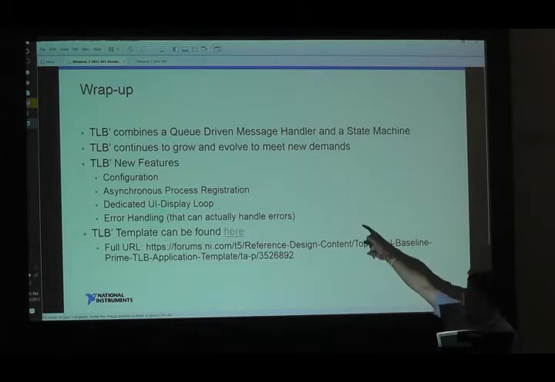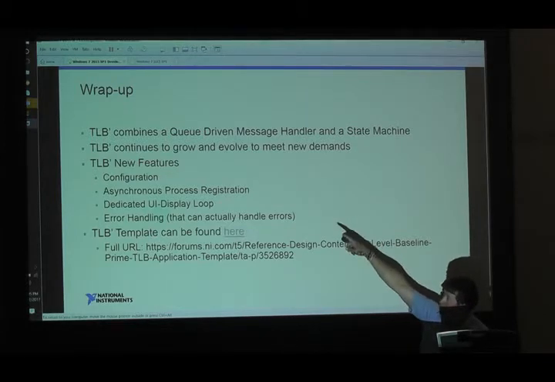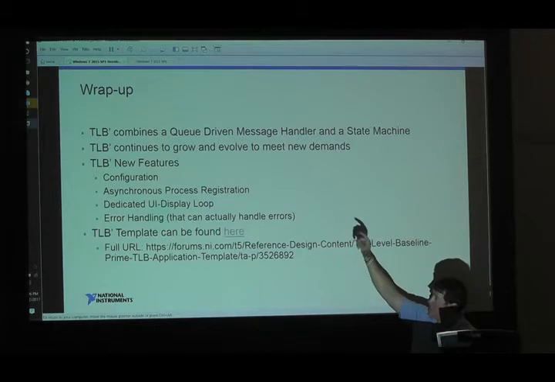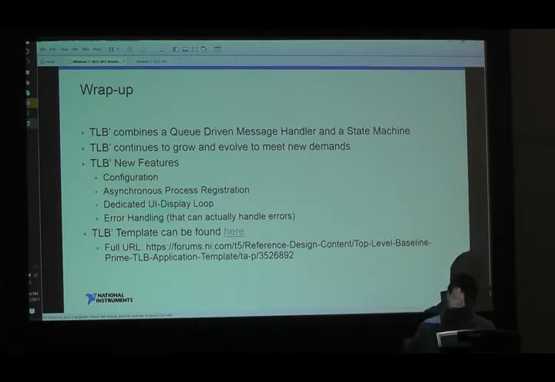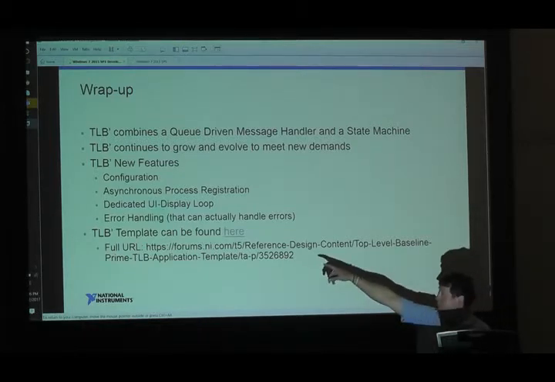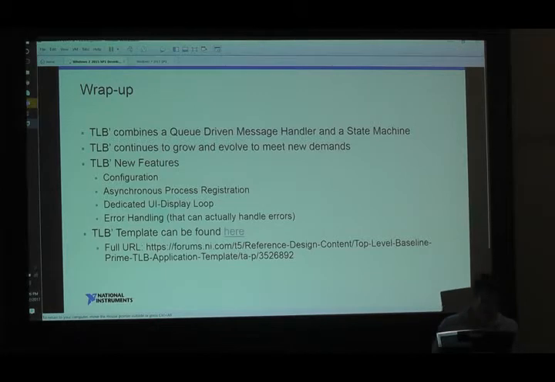New features that are currently in this right now are configuration, asynchronous process registration, a dedicated UI display loop, and error handling that actually does something with errors, albeit you, the programmer, will need to decide what that actually means. The template as it stands can be found here. The actual release with the error handler, Norm and I have not sorted out when we're going to get that out there, but it will be out soon. I didn't get a chance to package it because I was on vacation last week.